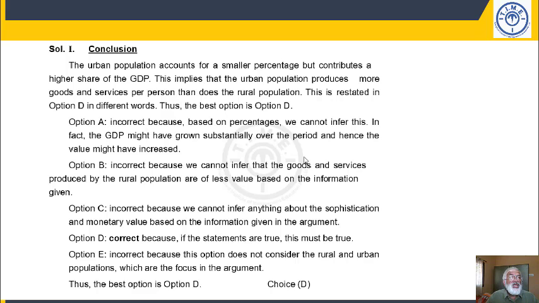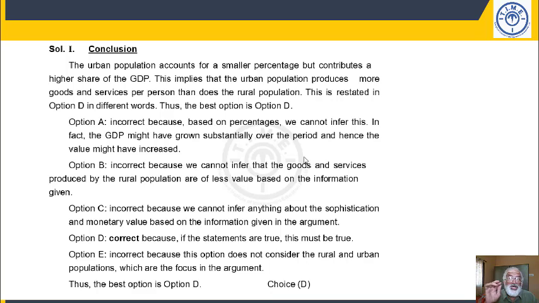Okay. Now, option A is incorrect because based on percentages, we can't infer this part, right? In fact, GDP might have grown substantially over the period and hence value might have increased. But even otherwise, even if none of that happened, it simply told you that they are contributing more GDP than these guys do, which is basically what the argument already says. B is incorrect because we cannot infer that goods and services produced by the rural population have less value. As I told you, unless you talk about the totality being of a total less value, then that's fine. But individually, if I look at goods and services, some of them may be valuable, some may not be. So I can't do this. C is incorrect because we cannot infer anything about sophistication, only monetary value, which we discussed.